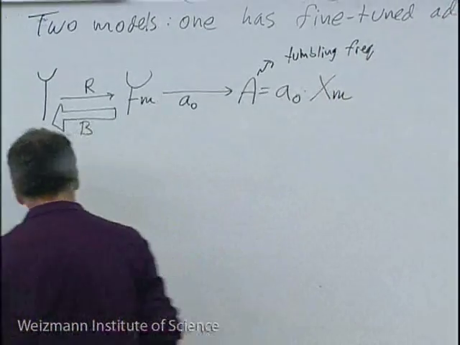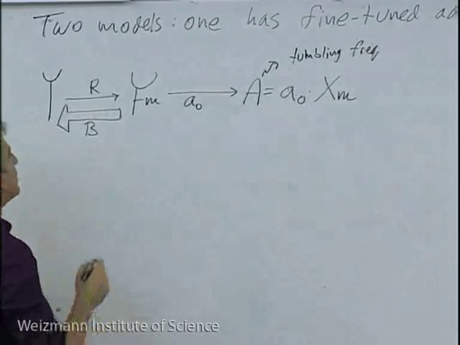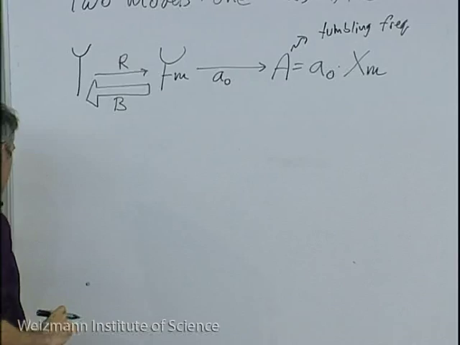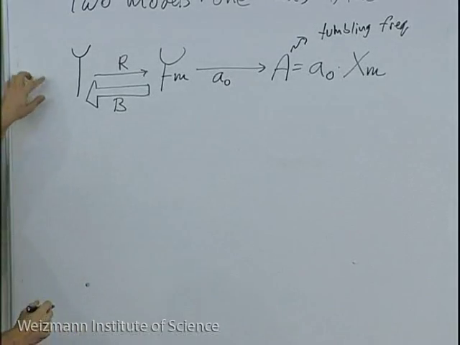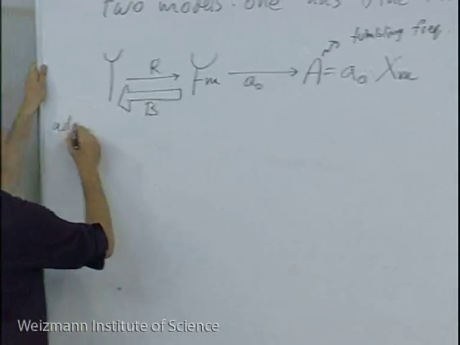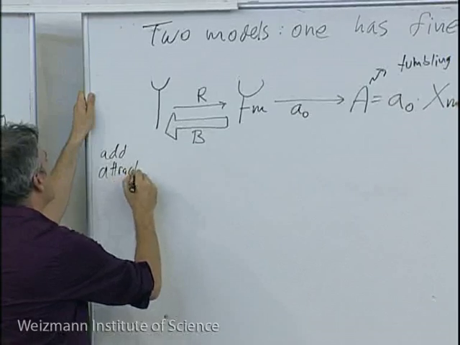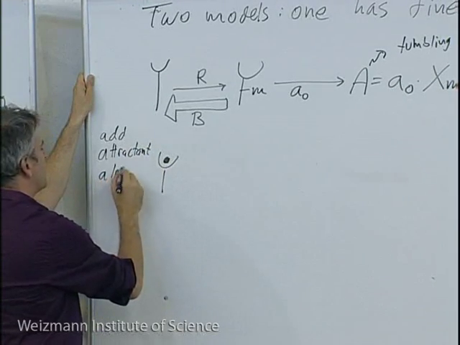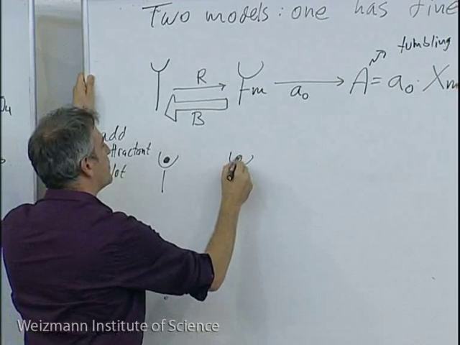And this XM is the concentration of methylated receptor. And this is the unmethylated receptor. And now when I add our attractant, so it's binding all the receptors, I'm going to add a lot of it just for the purpose of our simple discussion here.